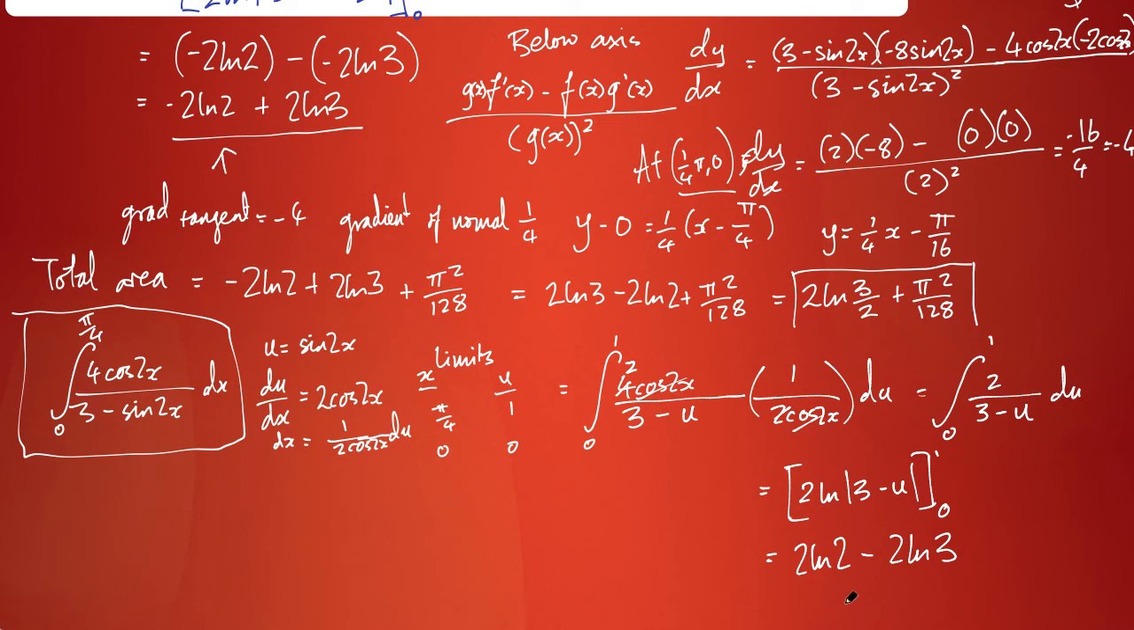How has that happened? It was a minus u here. That should have been a minus in front of all of it, because it's minus u in the denominator, and therefore there should be a minus in there. And therefore that's a minus 2 ln 2 minus 2 ln 3, ending up with exactly as I had before.